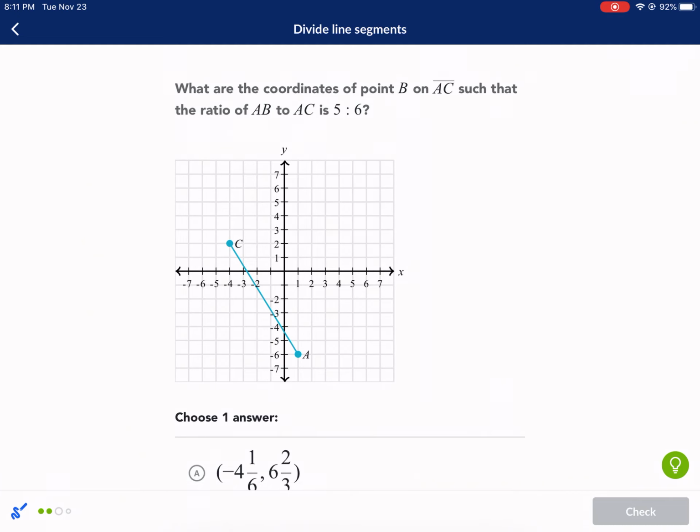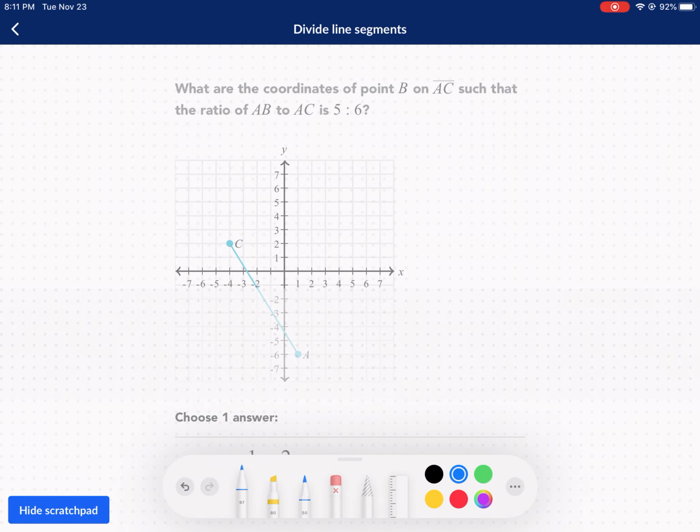What are the coordinates of point B on AC, such that, notice how we're going AC right to left this time, so that the ratio of A to B is 5 to 6. Okay, so this time, the smaller portion is this one right here. So 5 is that one, and 6 is that one. So 6 is actually the biggest, but it's not quite halfway, but it's very close.